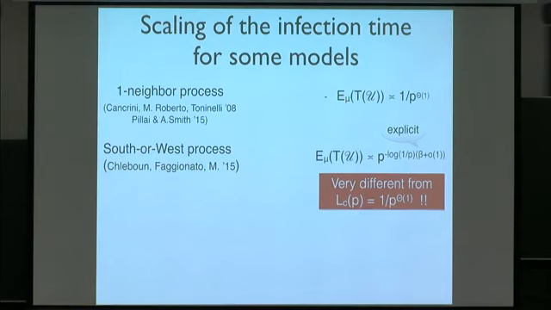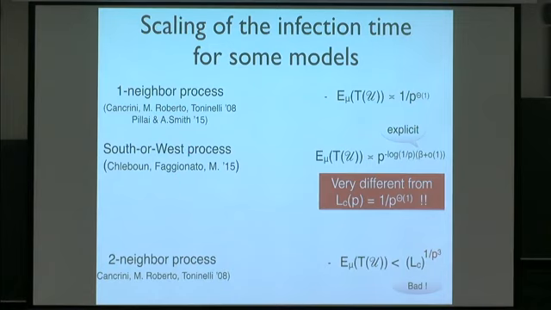Notice that for the south or west process, or East process, this scaling is very different from the scaling of the critical length, which is still a subcritical process. So that is still the inverse of a polynomial, while here we get something that is much bigger. So this is the first main difference between the two processes.